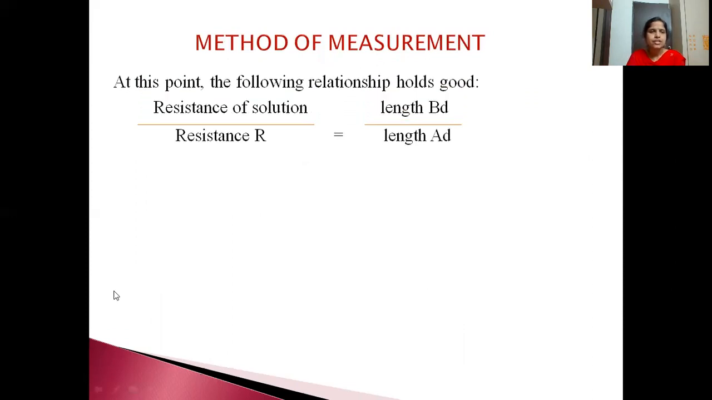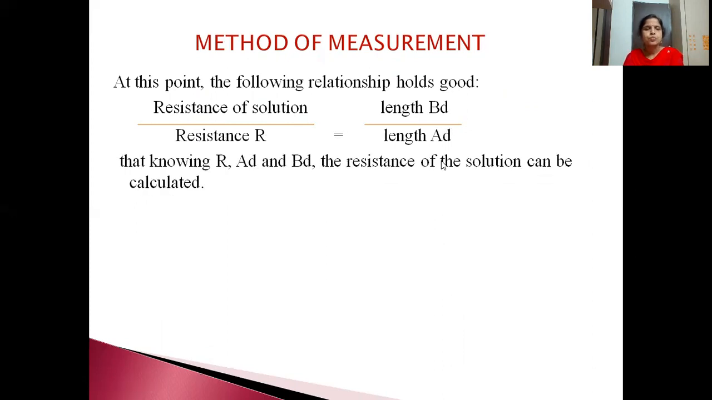Now we can say that the resistance of the solution divided by the resistance R should be equal to the length BD by length AD. So by knowing all these values, that is R, AD and BD, we can calculate the resistance of the solution. BD we will be measuring, AD is also known, and R is also known, because we are applying a known resistance.